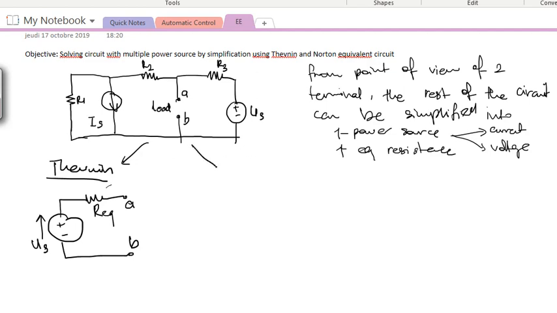Or it can also be simplified into Norton form. Norton is when you have only one power supply, but now not a voltage supply. If you prefer, it can be a current supply. But now the resistance is not in series but in parallel. The value of R equivalent is the same.